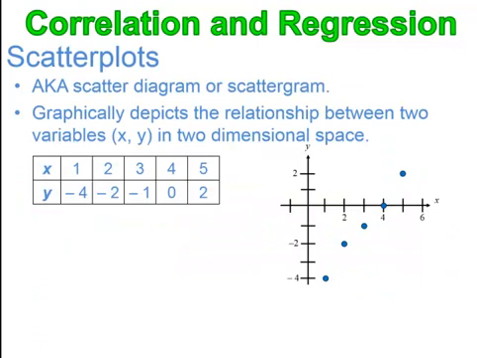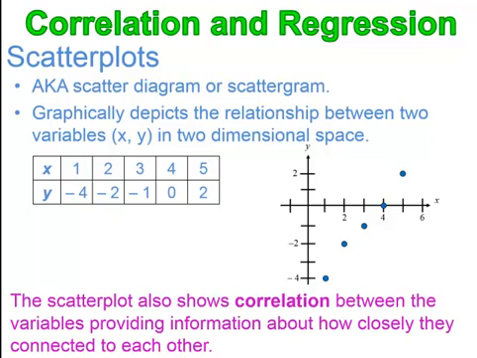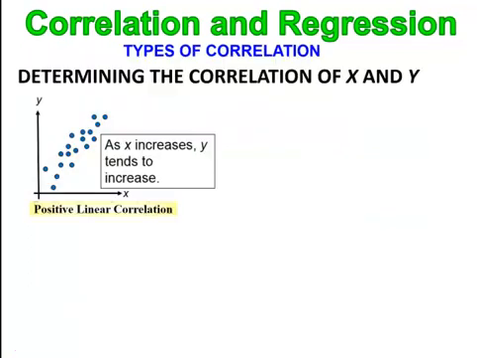A scatter plot, also known as scatter diagram or scattergram, graphically depicts the relationship between two variables in a two-dimensional space. So you see a table of values, your x values and y values, and you see what the picture for that table of values would look like. The scatter plot also shows correlation between the variables, providing information about how closely they connect to each other.